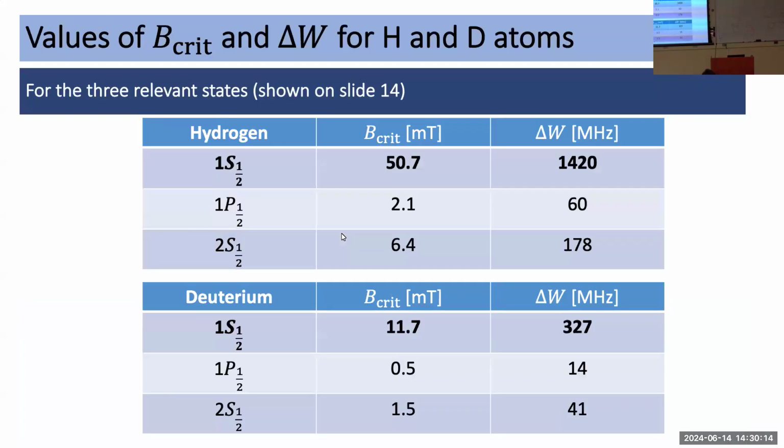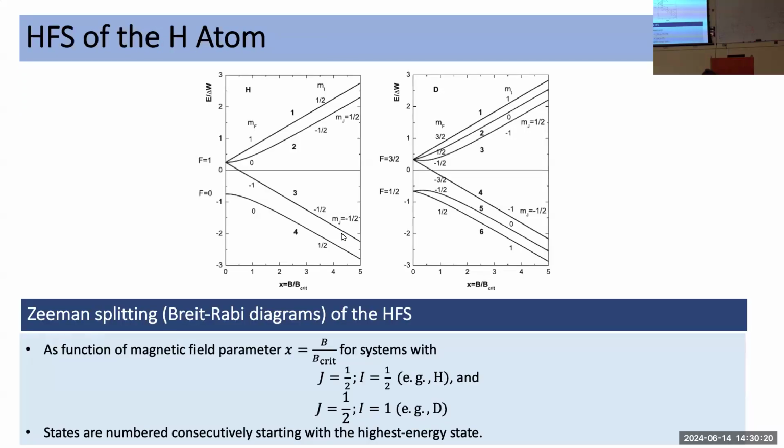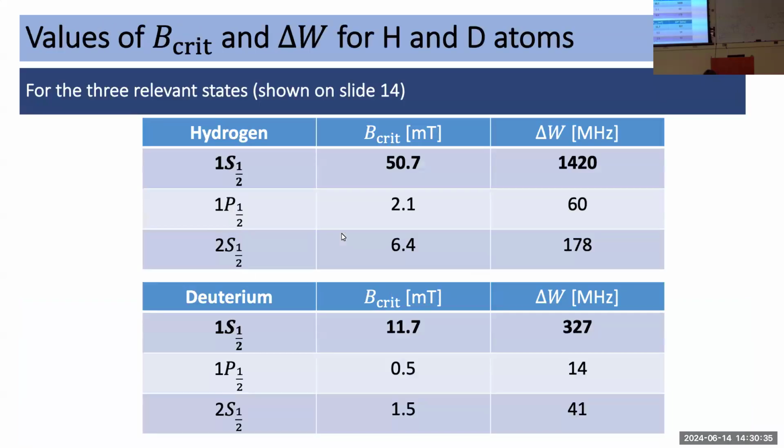Okay. So the relevant fields that I would just want to show are basically, for the ground state, this splitting here. And for hydrogen and deuterium, this basically corresponds to the critical field. For hydrogen, it's about 50 millitesla. And for deuterium, it's about 11 or 12 millitesla. And this is the famous 1420 megahertz line, which is the F equal 0 to F equal 1 transition. And for deuterium, this correspondingly is 327 megahertz.